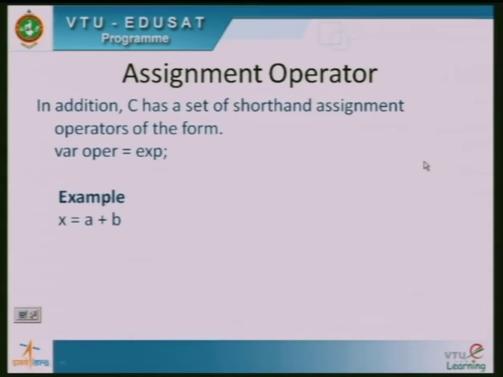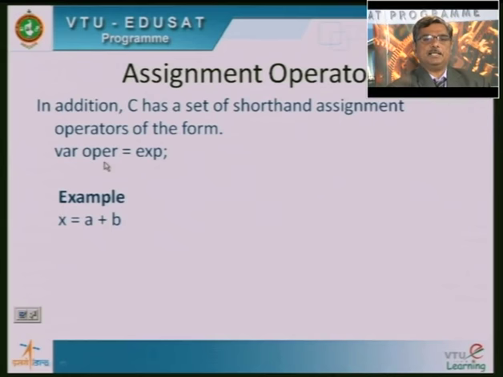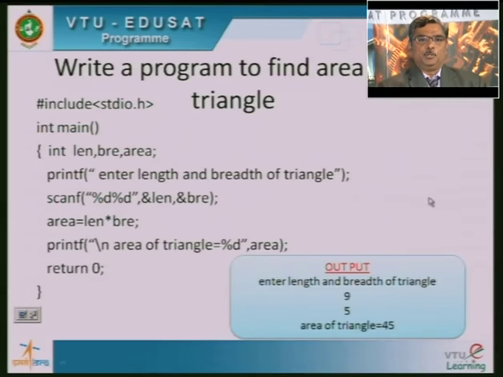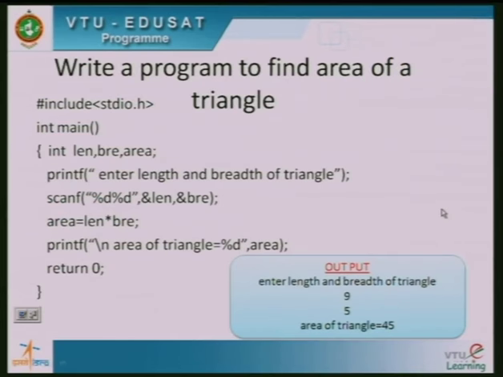Assignment operator: you observe the equal to sign is used. Whatever expression comes, your expression value is assigned to the LHS symbol. X equal to A plus B. In addition, C has a set of shorthand assignments through which we can also assign the values. So these are some beginning programs. Up to now we have understood so many statements. Using these statements, let us write a simple program to calculate the area of a triangle.